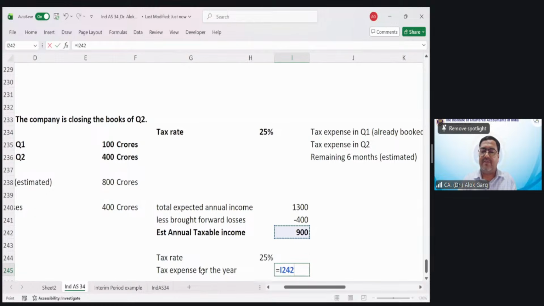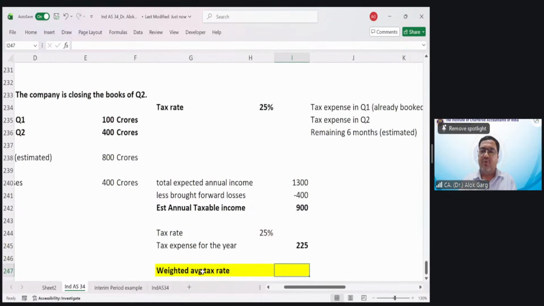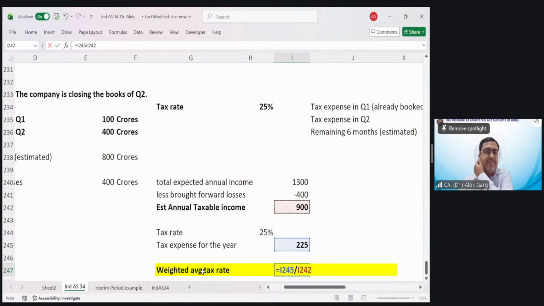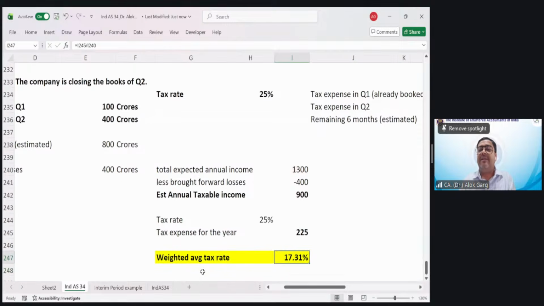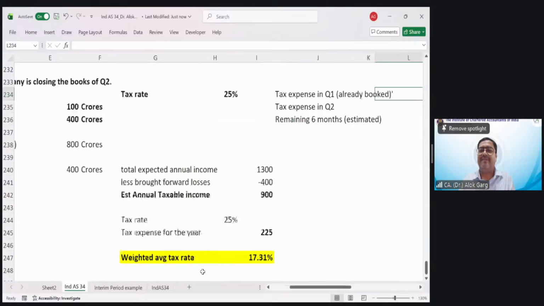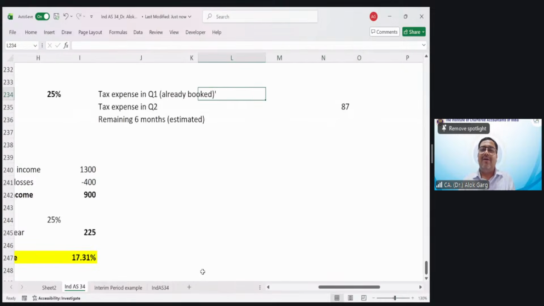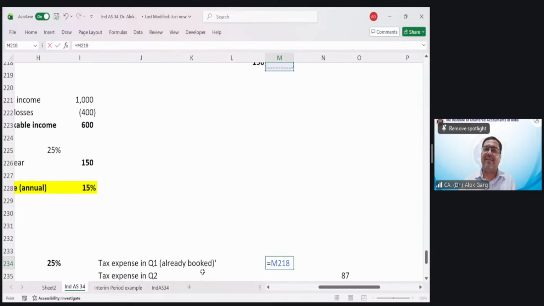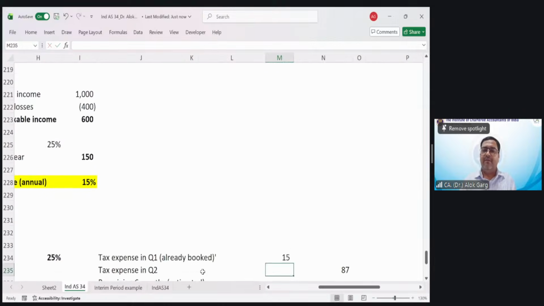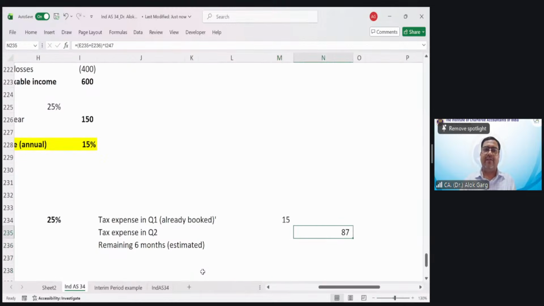What is my tax expense for the year? 225 crore. What is my weighted average tax rate? 225 divided by 900 divided by 1300. Very good. Okay. 17.31%, my dear friends. Now, how much tax I have already booked in quarter one? How much tax I have already recorded in quarter one? 15 crore I have already recorded in quarter one.